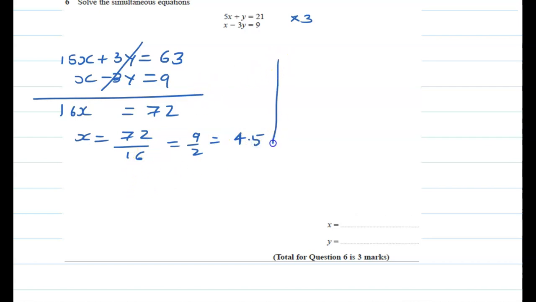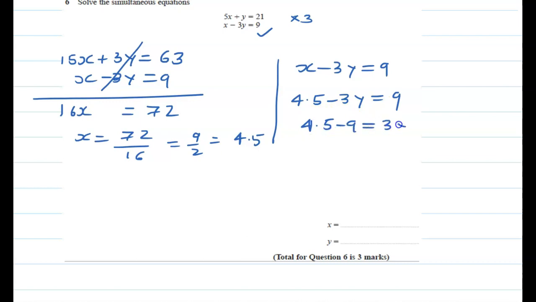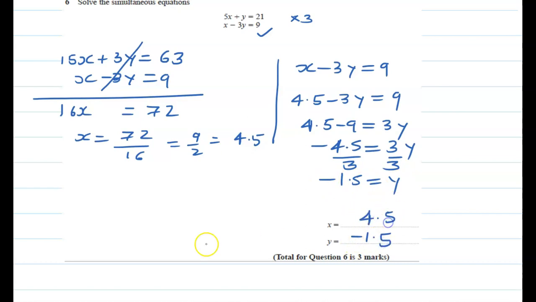Now in this equation, x minus 3y equals 9, if you plug in x equals 4.5, 4.5 minus 3y equals 9, so it will be 4.5 minus 9 equals 3y. So minus 4.5 equals 3y, divide by 3 both sides, so y we got minus 1.5. So y is minus 1.5 and x is 4.5. Okay, let's go for another question.